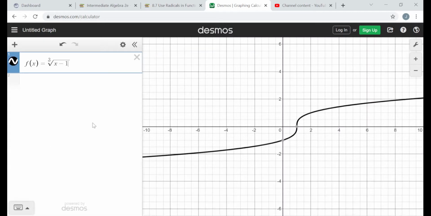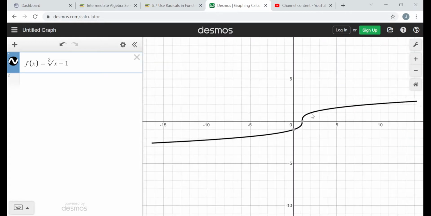And look at that. It's exactly the same as I drew, a little curvier than what I drew. But you see you got the point 1, 0 there. You got the point 0, negative 1 as I had. You got the point 2, 1, like I had, and so on.